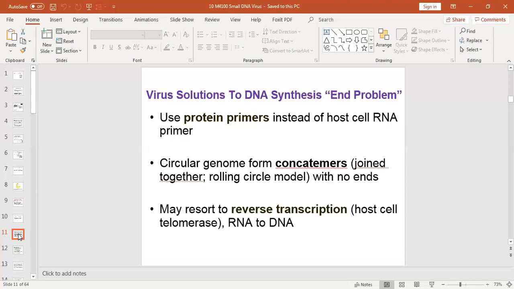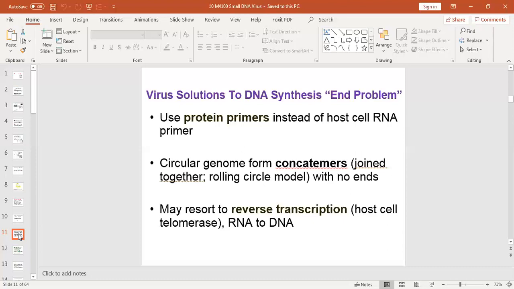The third mechanism is that some viruses resort to reverse transcription, or RT, and the enzyme being used is host cell telomerase. In this instance, we make an RNA molecule and then convert it back to a DNA molecule. Here we're talking about viral DNA. So these are the three solutions that viruses take advantage of to overcome that end problem.